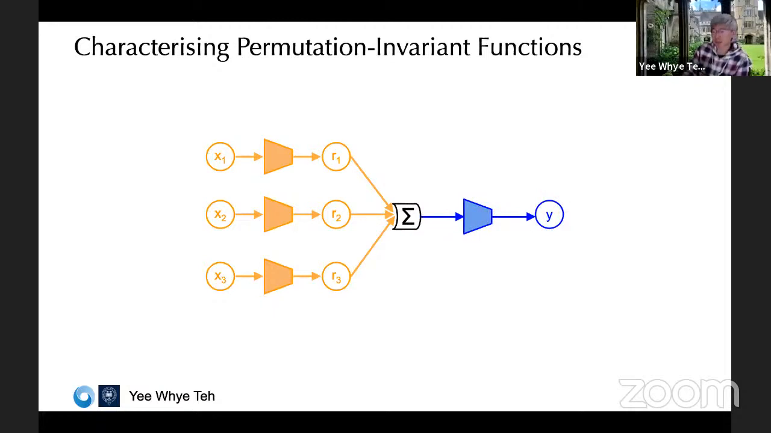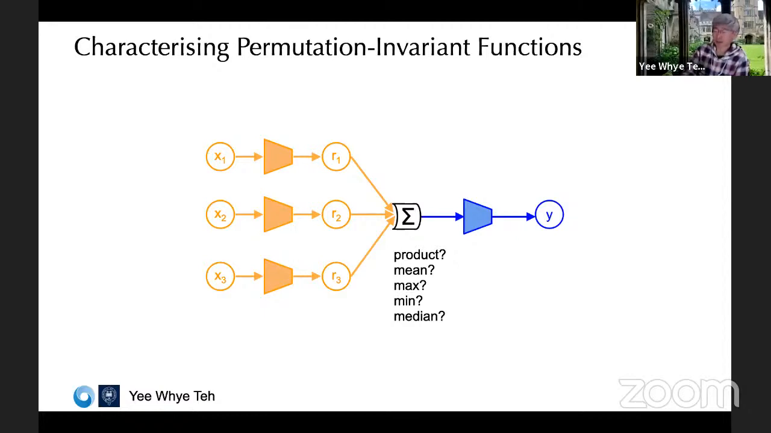Okay. But of course, this is not the only architecture that we could use. For example, for this aggregating operation, we could choose the mean as in neural processes. We could take the sum, the product, element-wise product, element-wise max, element-wise min, or even the median as well. And all of these, of course, are permutation invariant and produce a permutation invariant function in the end.